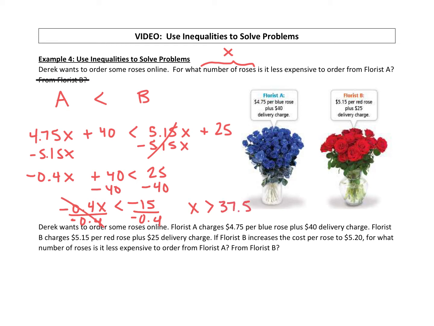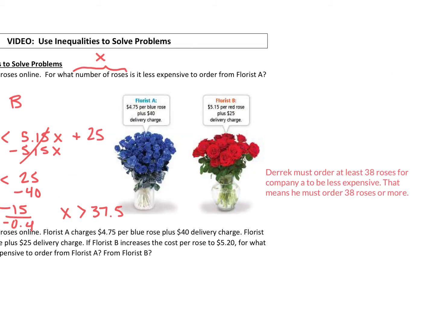So what they're saying is that florist A will be less expensive when you order roses in a quantity greater than 37.5. And you can't order half of a rose, so you have to order at least 38 roses for company or florist A to be less expensive. Okay, so here that is written out. And you do need to write out our answer. Derek must order at least 38 roses for company A to be less expensive. That means he must order 38 roses or more.